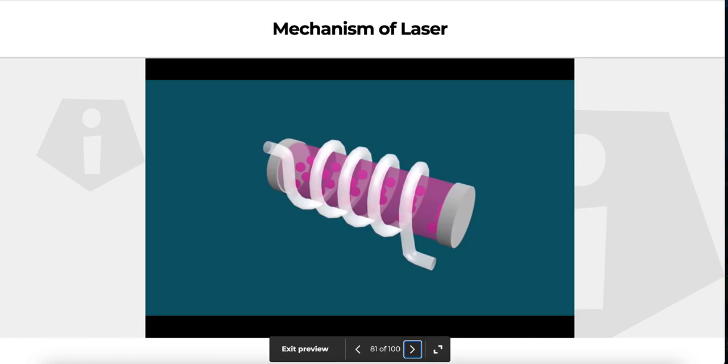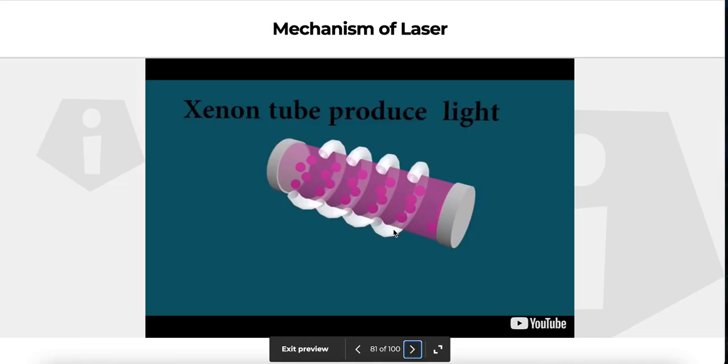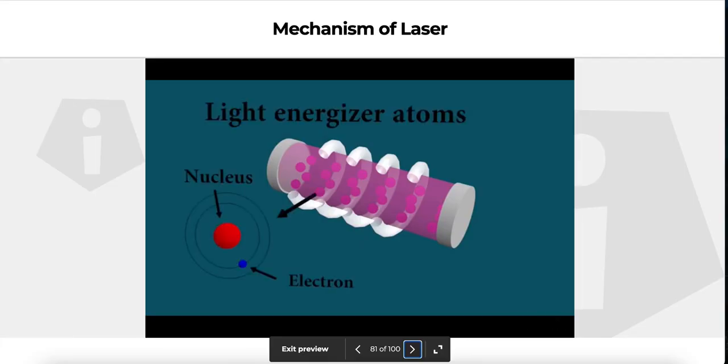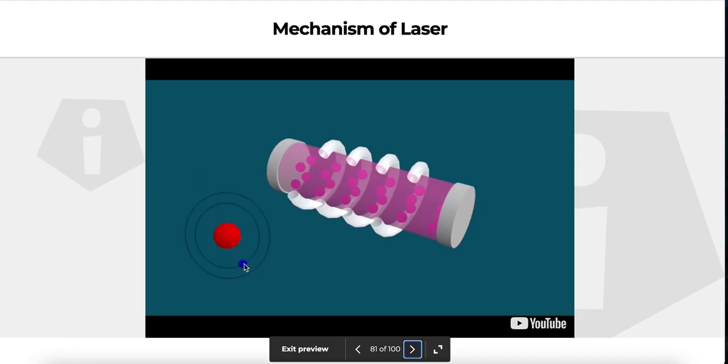This energy input, or the pumping, will produce a light. This light causes stimulation of the atoms present in this medium. And this atom has a nucleus and has electrons. These electrons are in the ground state. When the electrons are excited by the pumping, they will move from the ground state to a higher energy state. And this is now an excited atom.